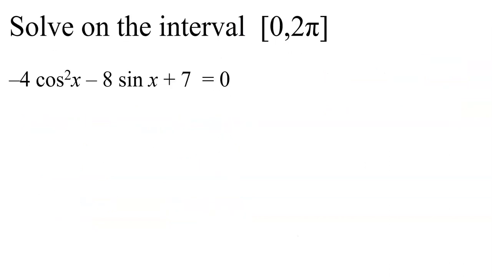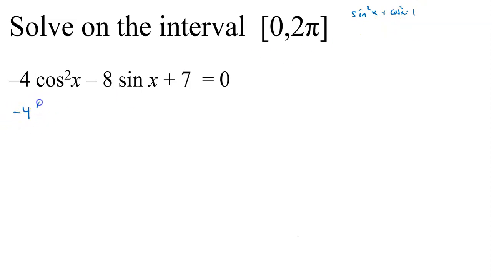All right, let's take a look at this one. Again, this question says solve on the interval from 0 to 2 pi. I could take cosines and turn them into sines, sines into cosines. It's easier to turn cosine squares into sine squares because my middle term has a sine of x. So it would be best if I could have a sine squared of x. So remember how the formula goes. If sine squared plus cosine squared equals 1, then cosine squared is 1 minus sine squared.